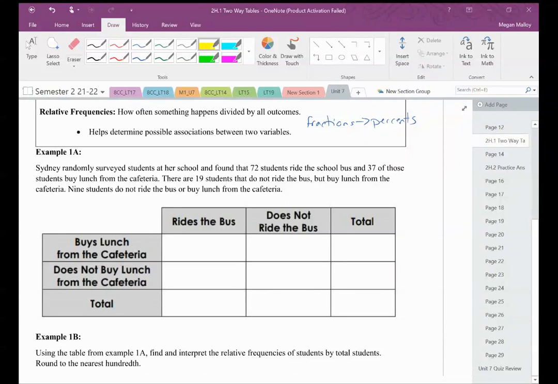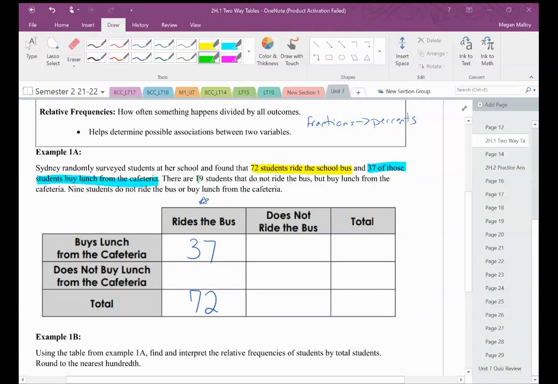So my first sentence tells me that 72 students ride the bus. If I look at my chart, ride the bus is this first column. And so the total would be 72 students ride the bus according to the data given. My next piece of information says 37 of those students buy lunch from the cafeteria. So only of those students that ride the bus, 37 of them actually buy lunch from the cafeteria. So I'm going to put that in the cell for students that ride the bus and that buy lunch.